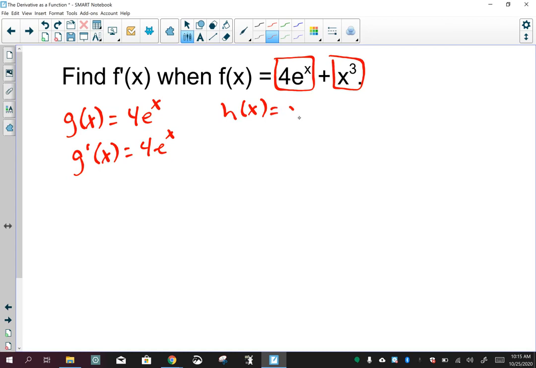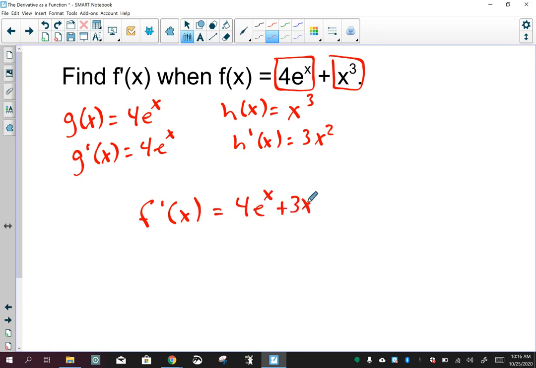My h of x is x cubed. So that means h prime of x is 3x squared. So when I'm looking for f prime of x and I put everything back together, that is 4e to the x plus 3x squared. All right.